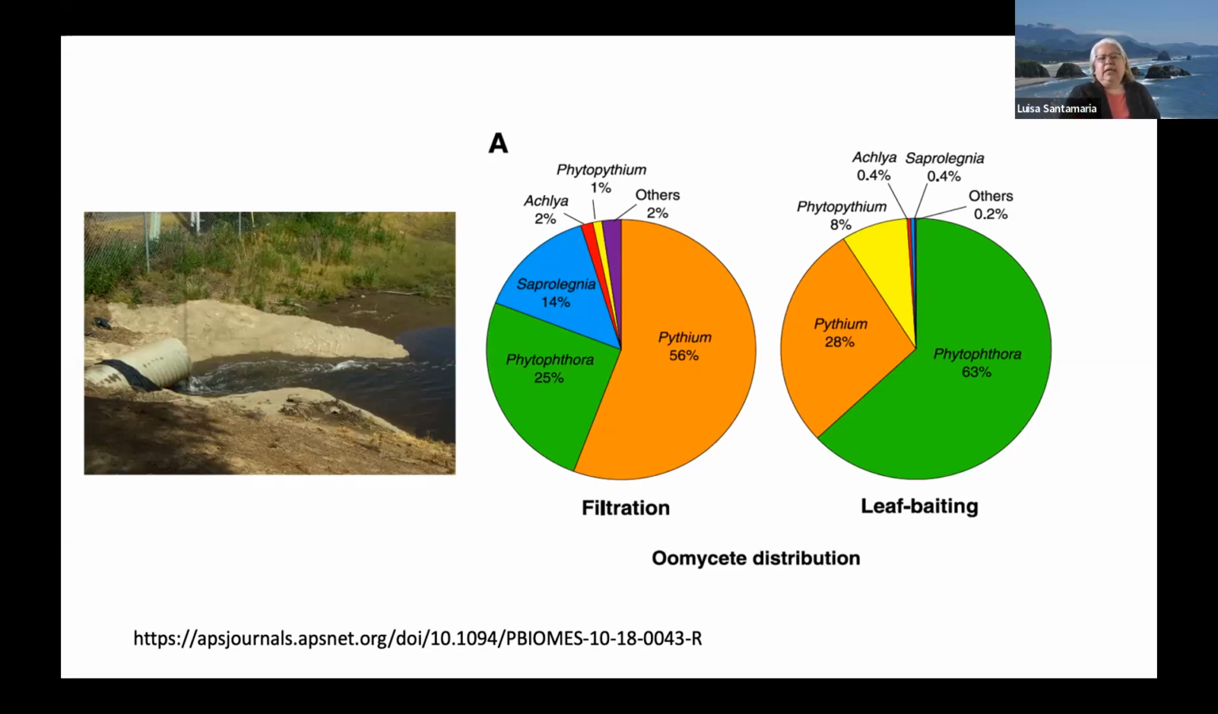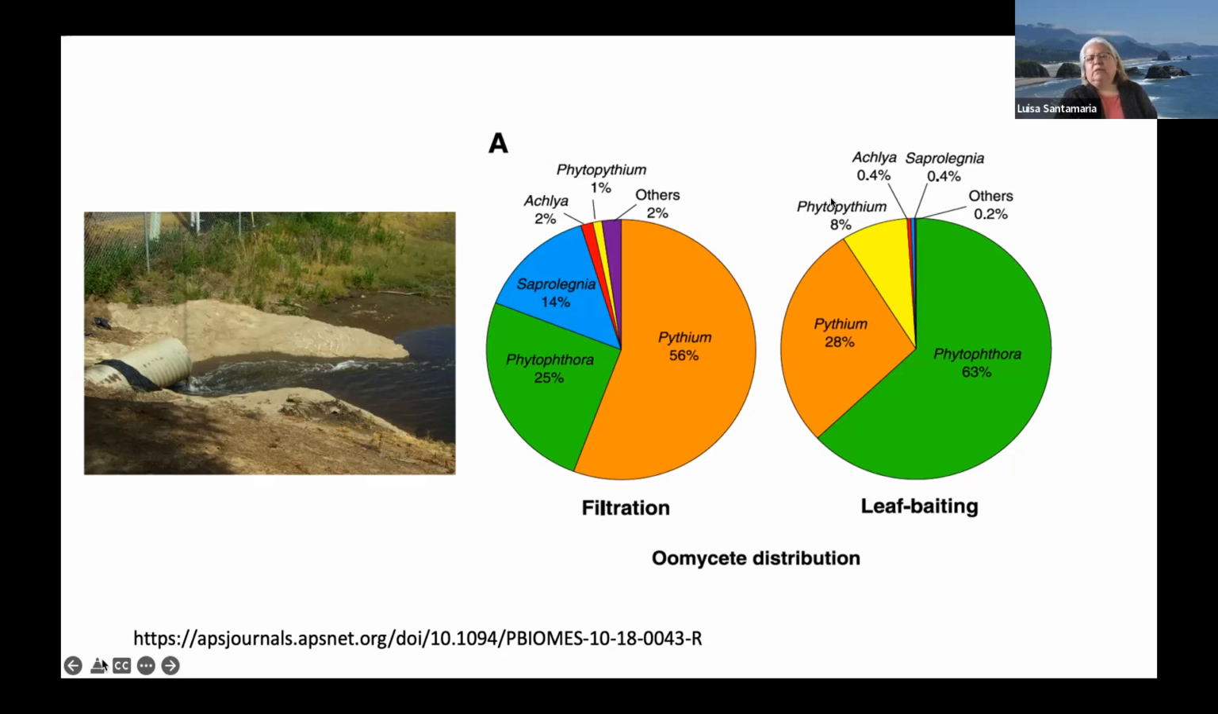And if they do leaf baiting, that means we put some leaves from plants that are susceptible to Phytophthora, we were able to isolate from them. So from doing this technique, they were able to isolate 63% of the species that were Phytophthora. And then Pythium was low. And there's another species here that you are going to see, or maybe you have heard about, that is Phytopythium.